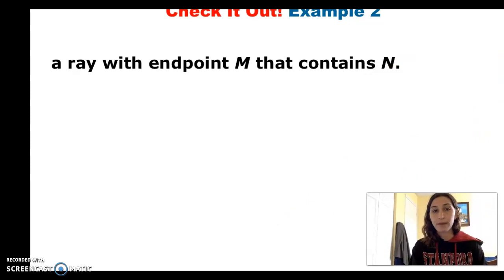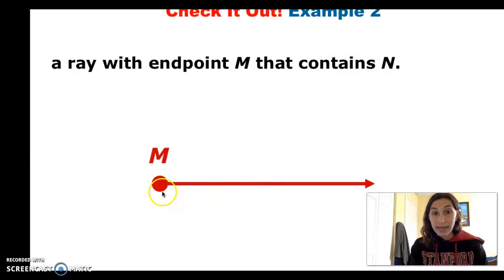All right. A ray with endpoint M that contains N. So here's M, the endpoint, and here is N. So we know M is the endpoint, but it contains the point N.